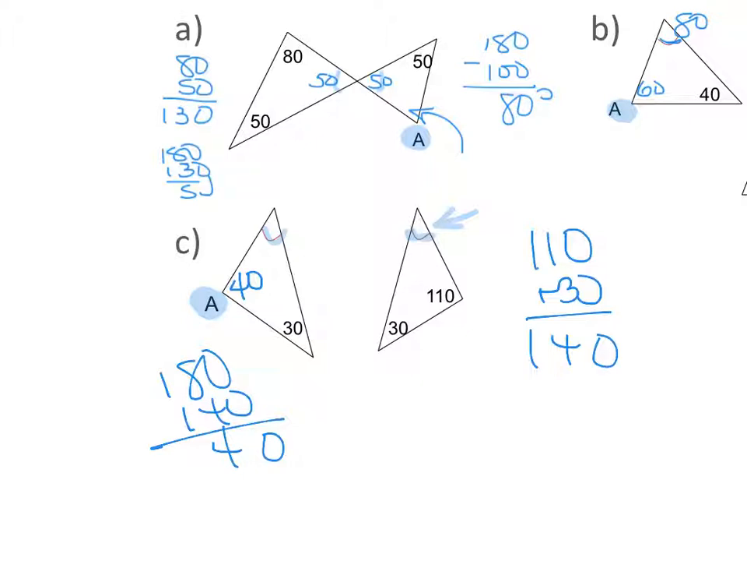I'm sorry, 110. The congruent angle was 40. Sorry. So this one is 40, but the one that was missing was the 110. So 40 plus 30 is 70. 180 minus 70 is 110. Everybody good on this slide?